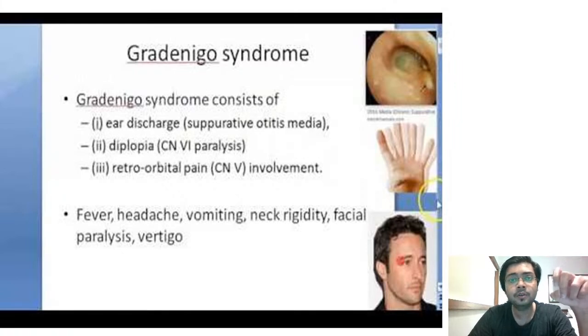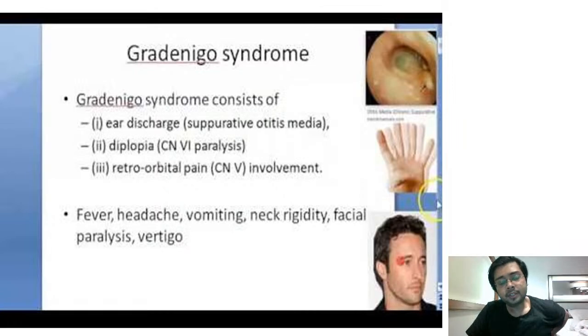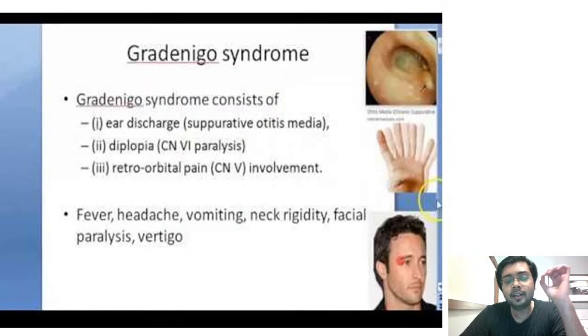Now there was a scenario where you got a patient presenting with chronic discharge of the ear, diplopia, which means double vision, and retroorbital pain, and the patient had presented to you with this long history of complaints. What is the next investigation you would like to do in your patient? So with the history of diplopia, chronic ear discharge, and retroorbital pain, you are suspecting a complication of chronic otitis media, that is petrositis, and in this petrositis you are expecting Gradenigo syndrome.